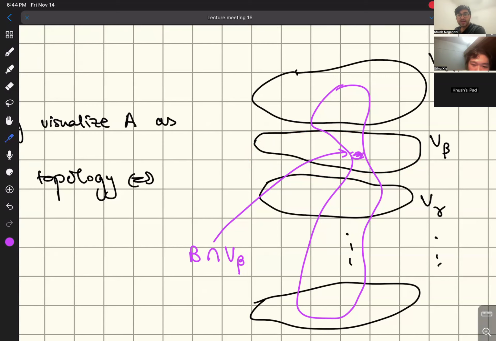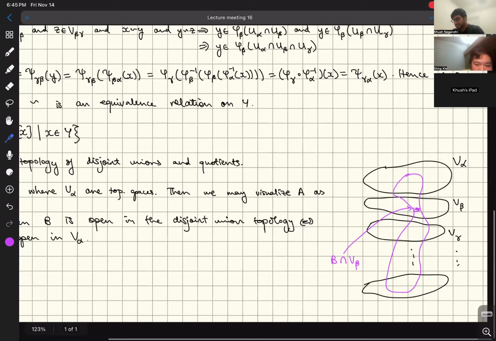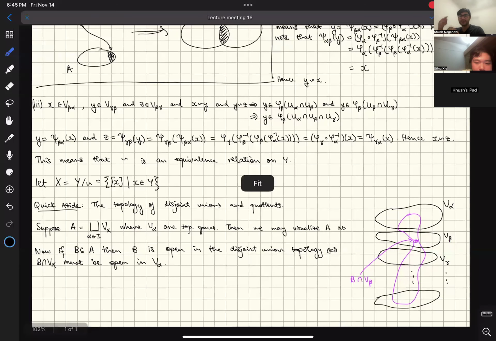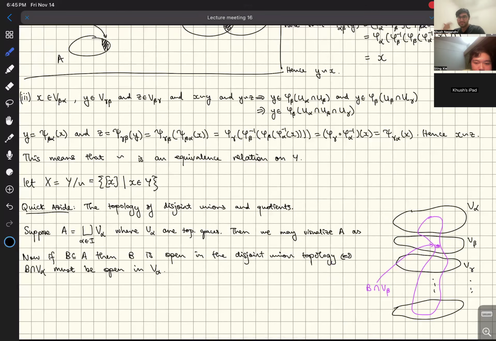I know it's a very bad drawing, I'm sorry about that, but just imagine that this is B intersect V beta. So B takes in chunks from every single slice of pancake. It certainly doesn't have to, but in this case, it does. So that's the disjoint union topology. It's very simple. You take a set, you look at its intersection with each slice. If that intersection is open, it's open.